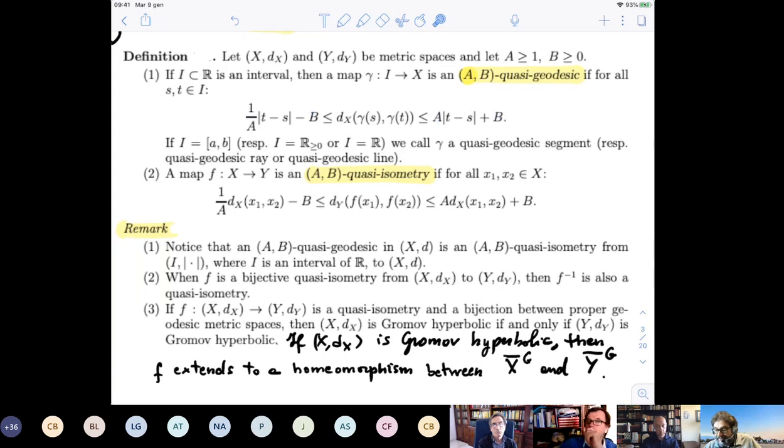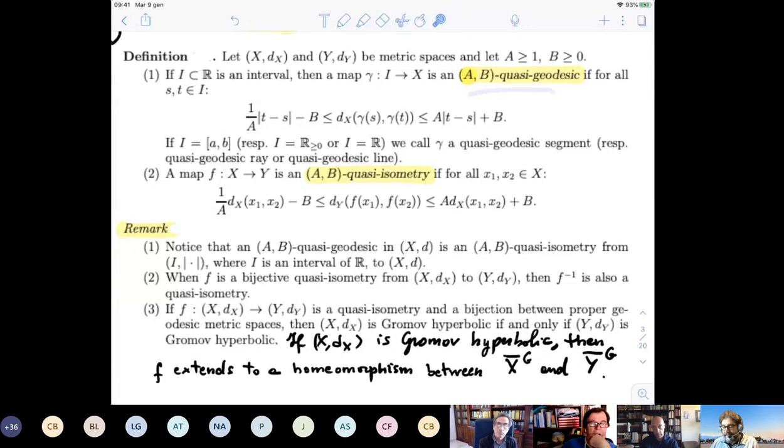Here it's not a geodesic, but because I have some freedom, I can say that the distance is essentially like t minus s, but up to a constant A and 1 over A here and B here. B, in fact, doesn't play any role, but it's good because it can contain the compact part of any curve. If, for instance, you have a compact curve inside the metric space, this is always a (1,B) quasi-geodesic with B the diameter of the curve. So for a compact curve, if you just take a curve, then this is not really a good definition.